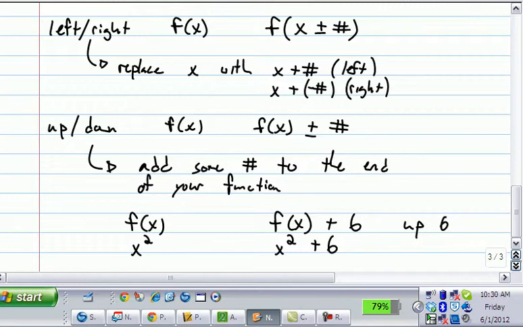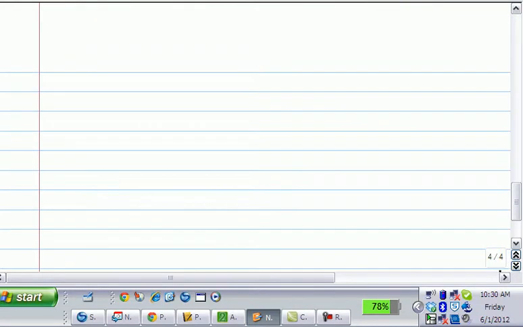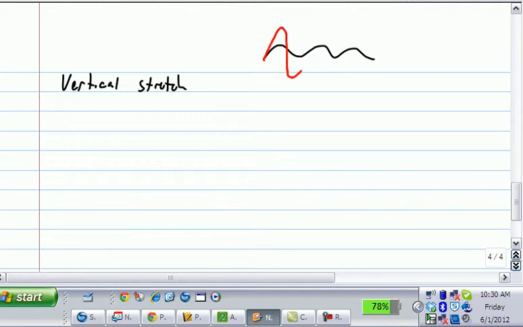So sliding them left and right, sliding them up and down. So we got left, right, we got up, down. Then we have the stretches. So let's go vertical stretch. What that's going to allow us to do is stretch your waves out like this.